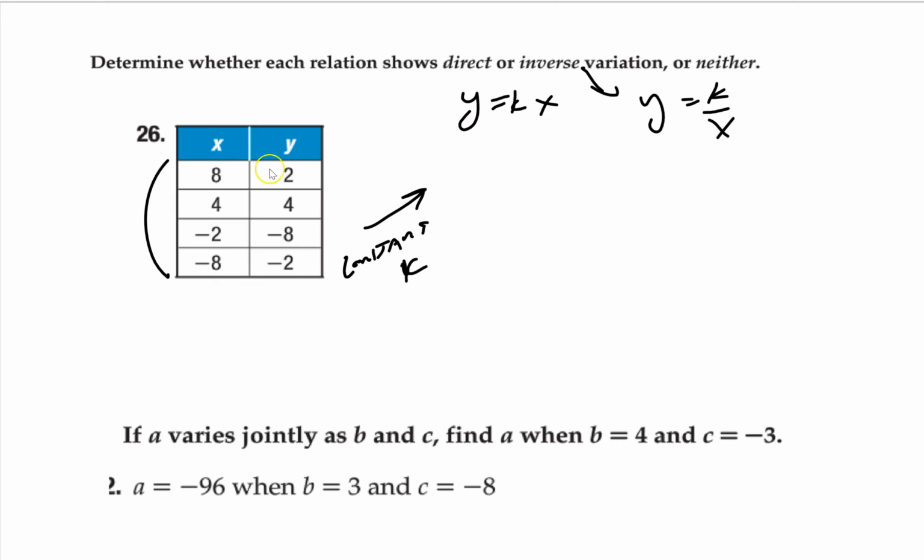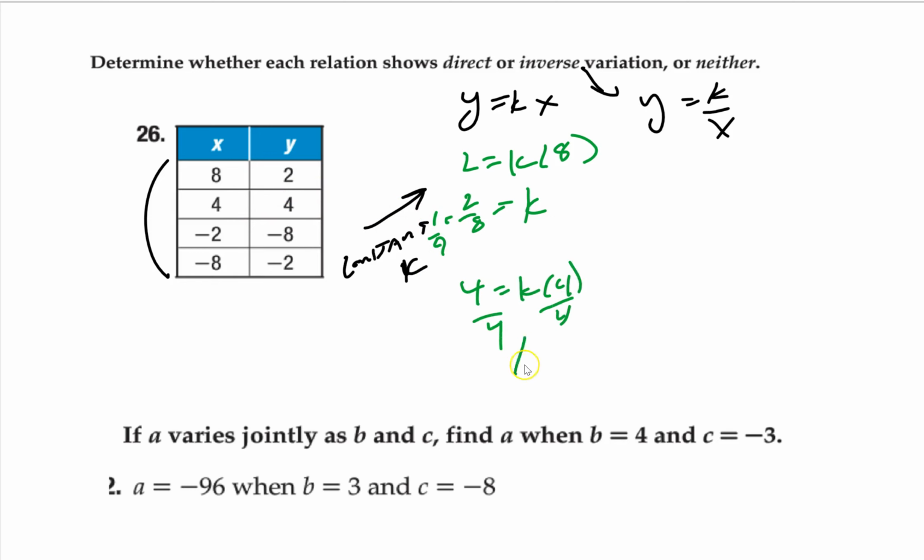So x is 8, y is 2. So you're like, okay, this is 2 equals K times 8. If I solve for it, I get K equals 2 over 8 or 1/4. Okay, so 1/4. Let's do the next one then. I get 4 equals K times 4. Divide by 4. K equals 1. Those are not the same. So it's definitely not direct. Right? Again, you want to get the same K every single time. So I tried direct, not direct.